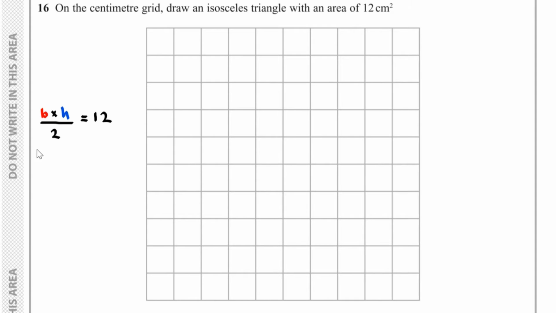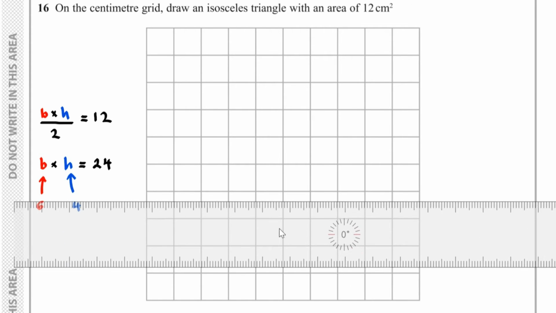Now, what we need to do is find two numbers such that when I multiply them together and then divide the answer by 2, I get 12. Now, if I multiply both sides by 2, we've got base times height equaling 24. So I need two numbers which multiply to give 24. For example, I could have 6 for the base and 4 for the height.